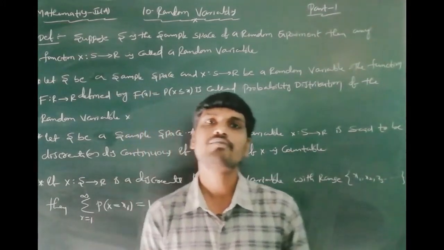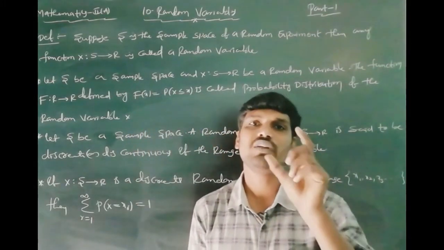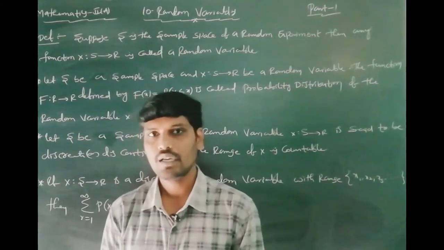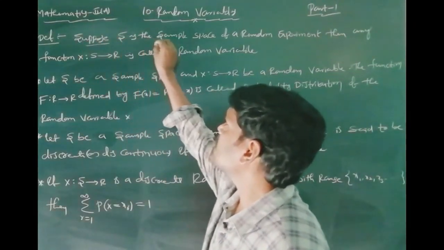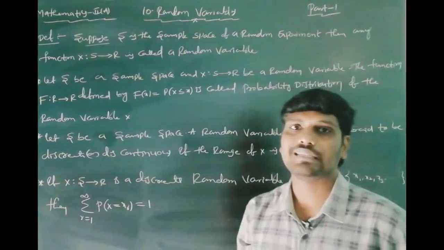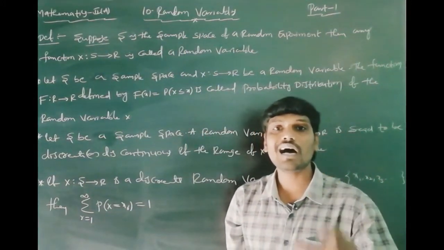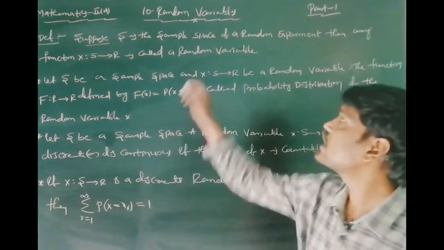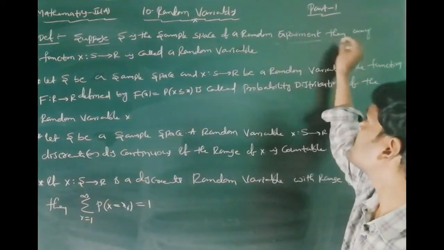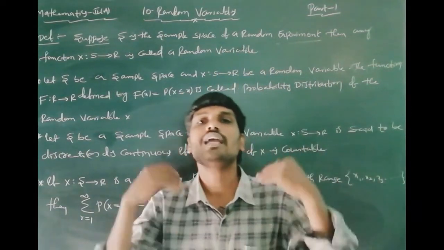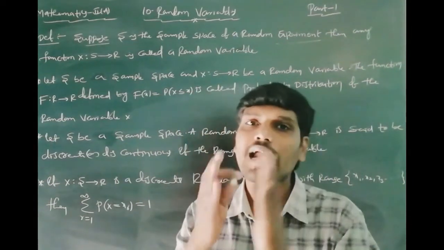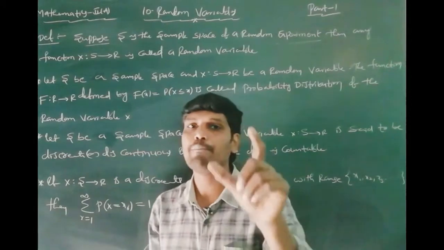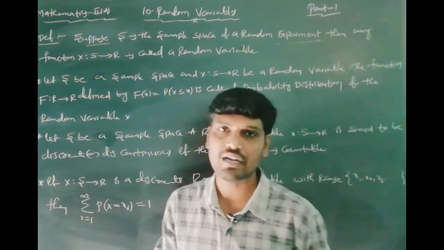In this chapter, what is the definition of a random variable? In this definition, suppose S is the sample space. Capital S is the sample space of a random experiment. It can be any experiment that is a random experiment. For that random experiment, you have to take the sample space as capital S.